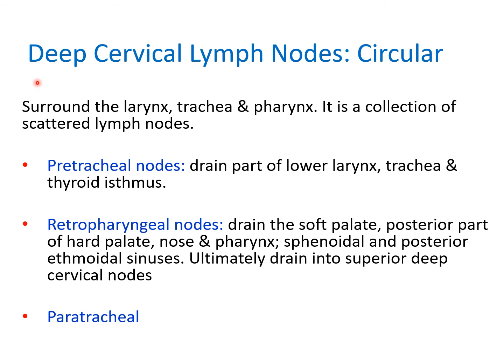Finally, the deep cervical lymph nodes in the circular chain surround the larynx, trachea, and pharynx and include the pretracheal lymph nodes, which drain part of the lower larynx, trachea, and thyroid isthmus, and the retropharyngeal group of lymph nodes, which drain the soft palate, the posterior part of the hard palate, nose, pharynx, sphenoidal, and posterior ethmoidal sinuses. These also ultimately drain into the superior deep cervical lymph nodes. And similarly, there are paratracheal lymph nodes which drain the trachea and the adjacent tissues.